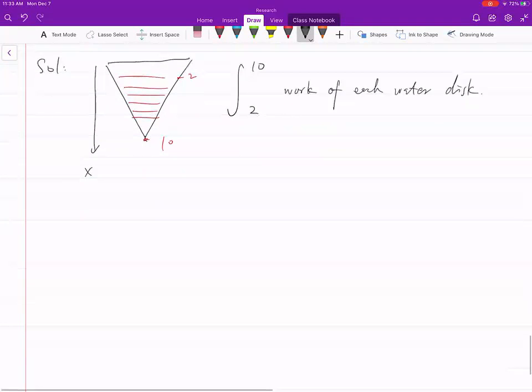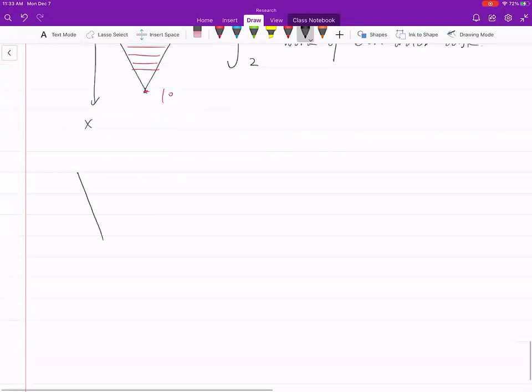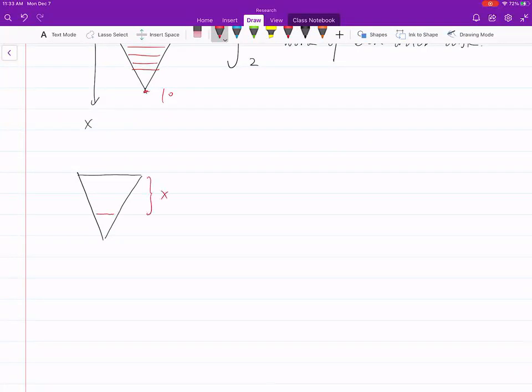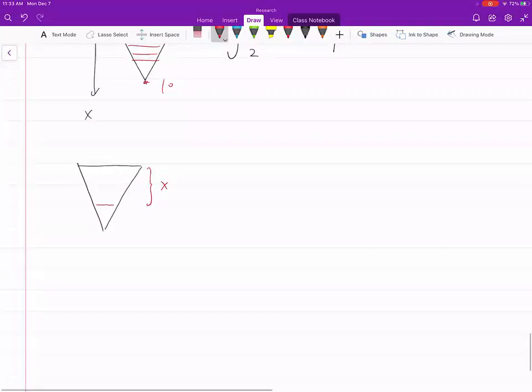Okay, now we only have one thing left. We just need to figure out how to quantify the work done by this disk with a distance x from the top. Then we let x run from 2 to 10. We have everything. Sounds good?